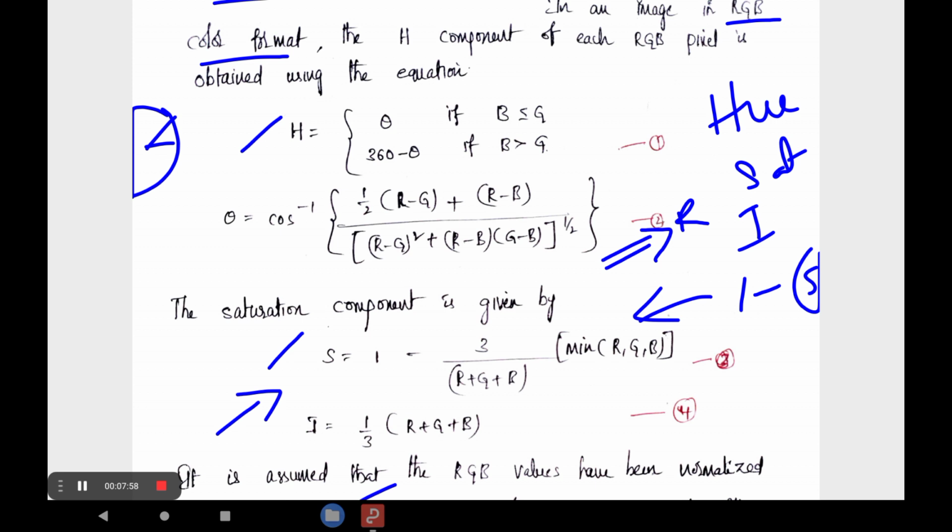Obviously, each and every person may ask, sir, if you have an HSI model, how do we convert the HSI model to the RGB color space? So you have to wait for the next video. In a later video, we will discuss how we convert from the HSI components to the RGB model.